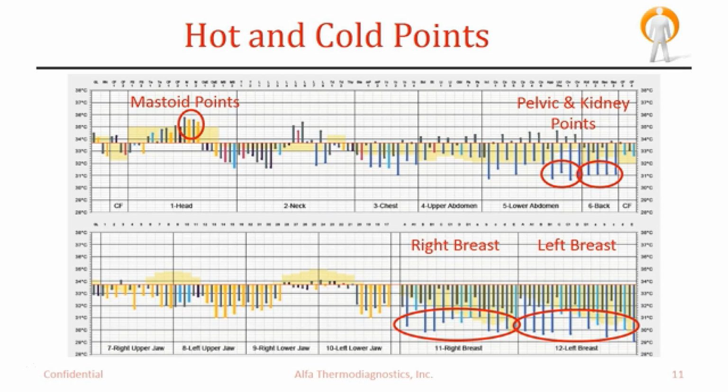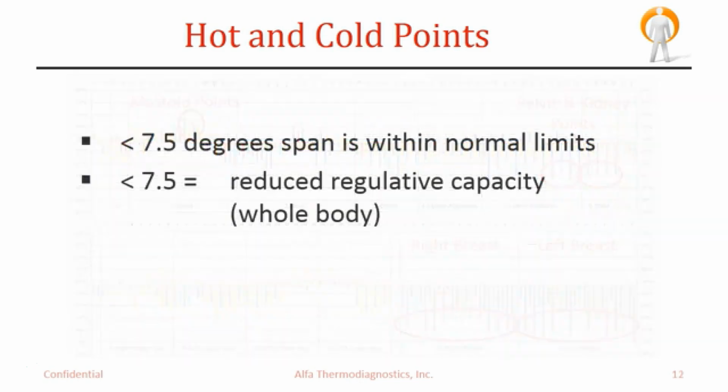So there's nothing really significant. We're really looking for things that are 3 degrees above or below and making the total distance between them 7 or 8 degrees. So there's nothing significant there with the hot or cold points.